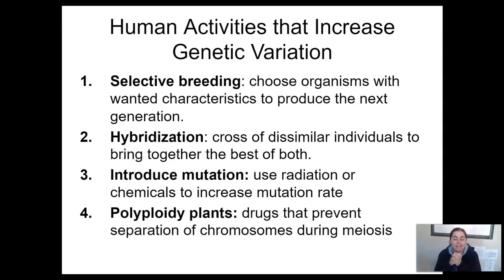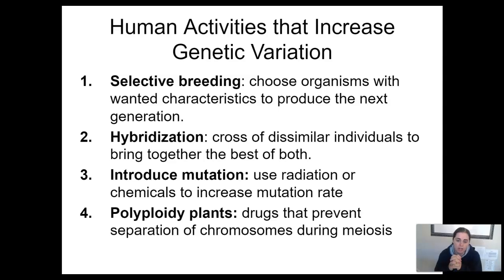Hybridization is when you cross dissimilar individuals to bring together the best of both. And you see this with Labradoodles. They were taking Labradors and Poodles, and the Poodles had no shedding, and Labradors have an excellent temperament, and they bred them together, they hybridized them, and they made the Labradoodle. So that's how we made a new breed of dog, through hybridization. We can do that with plants as well. If you've ever had a pluot, that is a hybridization of an apricot and a plum, and they bred them together to get that new fruit called the pluot.